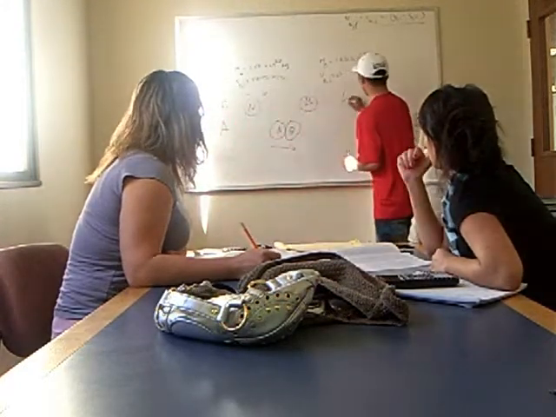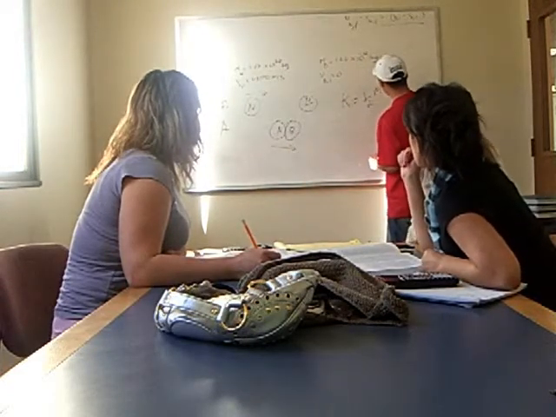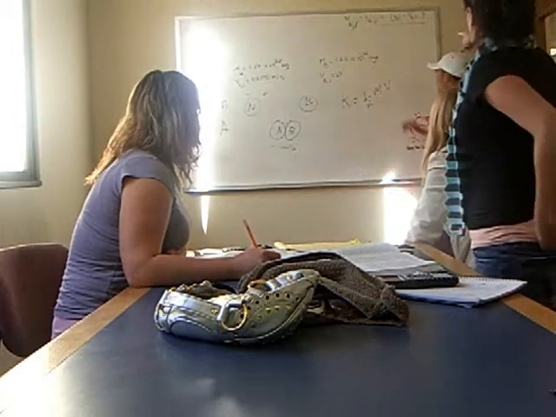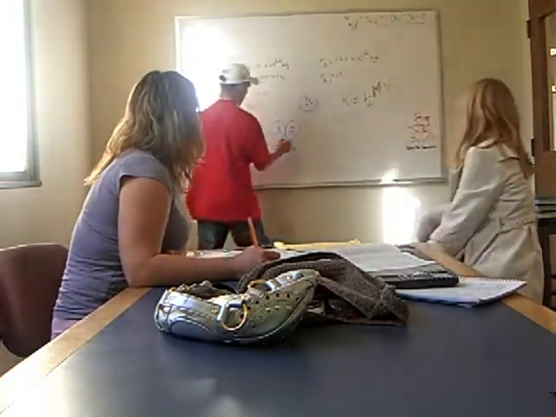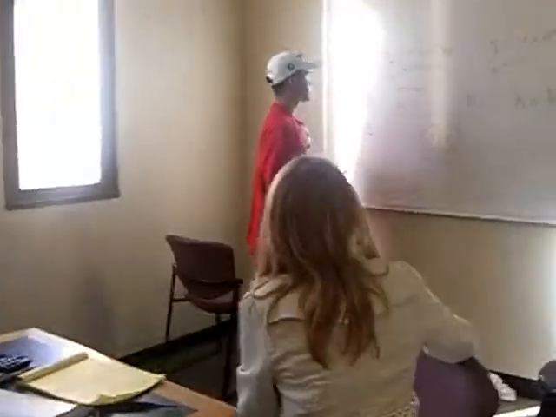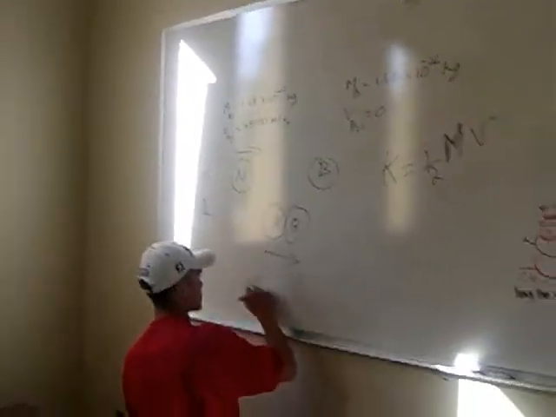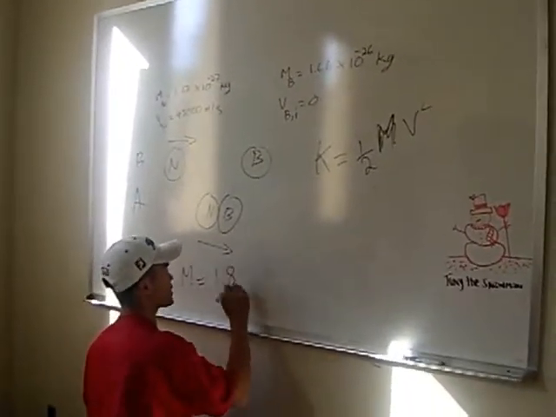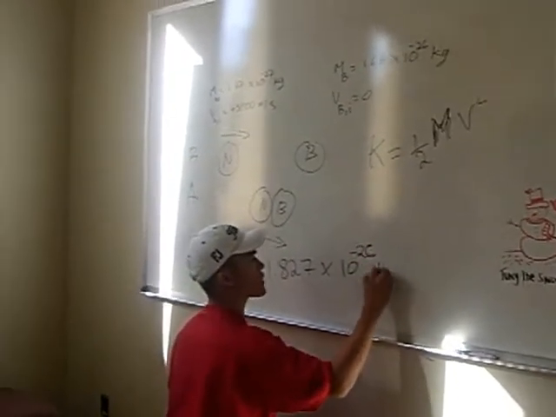So the final kinetic energy is gonna equal 1/2 M V squared. That V is the final velocity, and M is the big M, the combination of the mass of the neutron and the mass of the boron. So the big M is 1.827 times 10 to the negative 26 kilograms. And then we just want to find the big V, which we don't know.